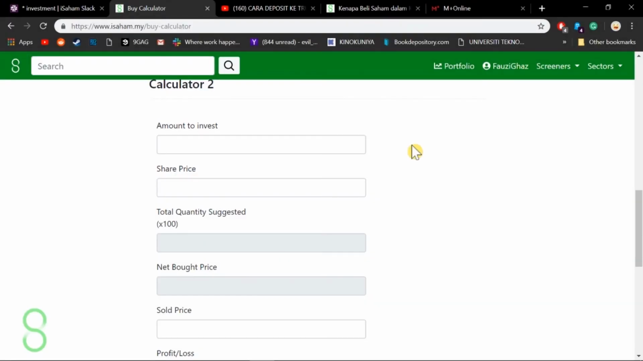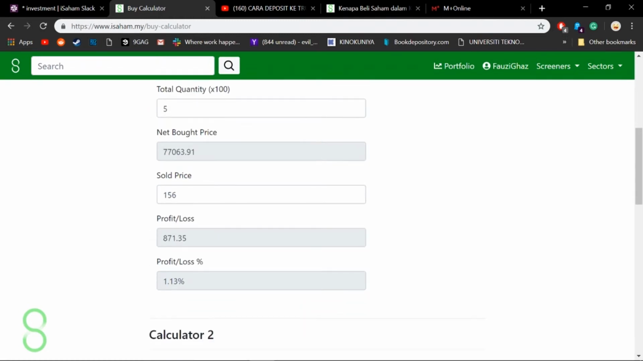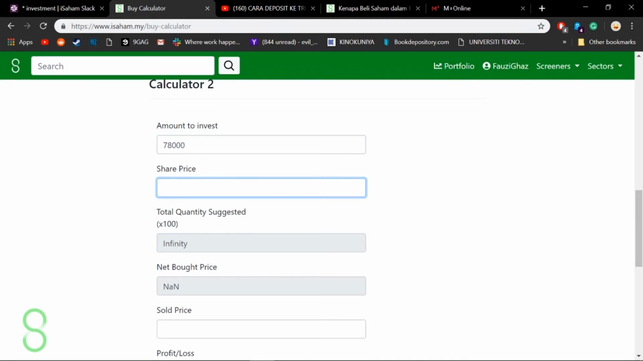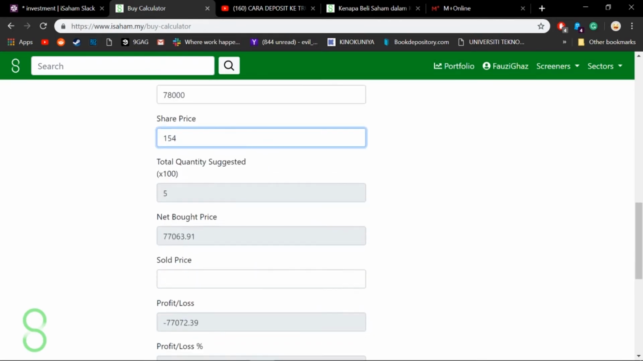For calculator 2, on the other hand, it is for investors who already know the amount that they wish to invest, however they do not know how many lots they wish to purchase or they can purchase. So let's just say the amount I wish to invest, let's look over here, is 78,000. Share price is 154, same as just now for Nestle, and they would recommend us to buy 5, which is exactly the amount that we were able to purchase here.